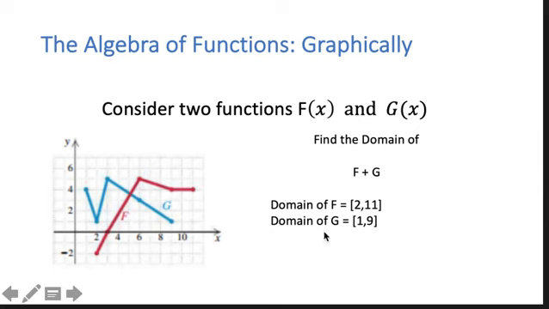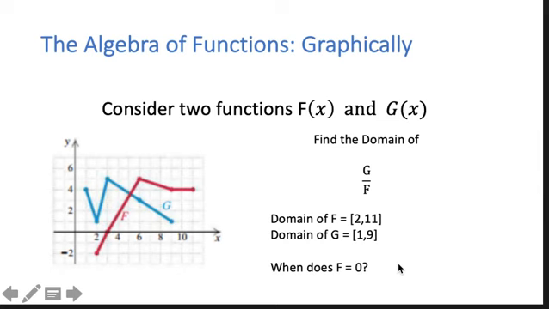The x values for g start at 1 and go to 9. So the domain of f plus g of x is going to be from 2 to 9. We can only find the values of f plus g when the x values are between 2 and 9, and that's 2 and 9 inclusive. Notice they're in brackets. All right, let's look at f minus g. f minus g is exactly the same. So for f, just like before, it goes 2 to 11, and g goes from 1 to 9. So the domain of f minus g is going to be 2 to 9.